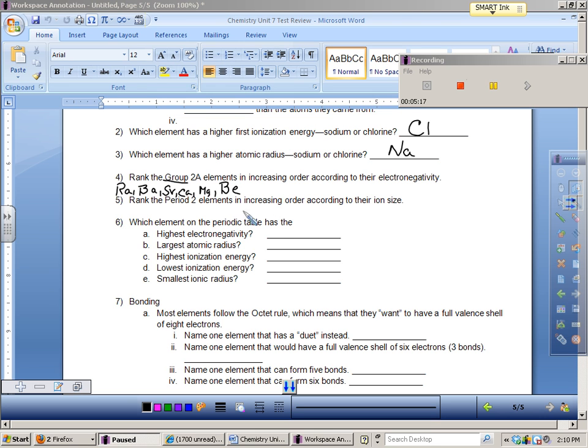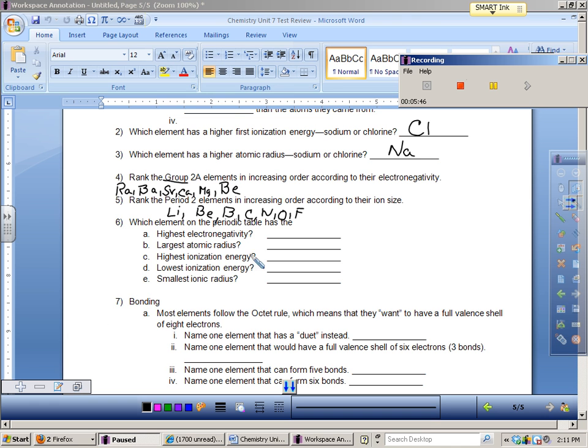If we look at our period 2 elements, that's going across the row, we said when we looked at ion size going across the row from left to right, they will increase. So that means we're going to do lithium, then beryllium, then boron, carbon, nitrogen, oxygen, fluorine.